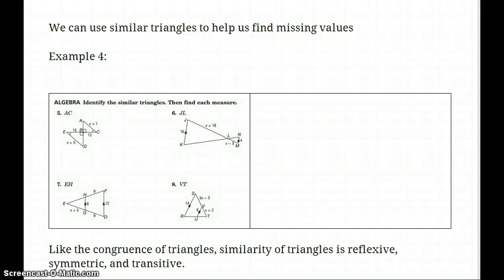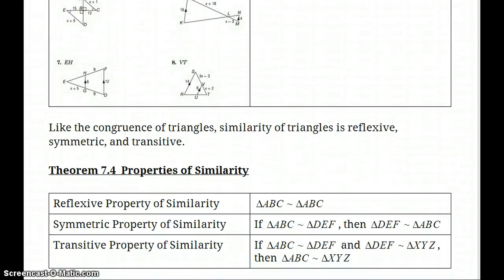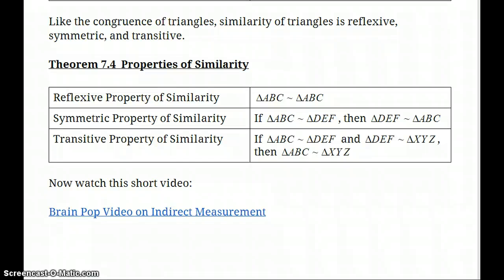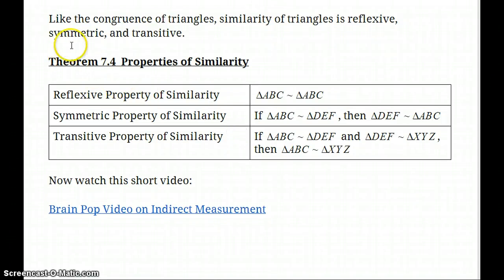Couple more things on our notes today. Like the congruence of triangles, similarity of triangles is also reflexive and transitive. A triangle is similar to itself. If triangle ABC is similar to DEF, then you can flip it around and DEF is similar to ABC. And if ABC is similar to DEF and DEF is similar to XYZ, then ABC is similar to XYZ.